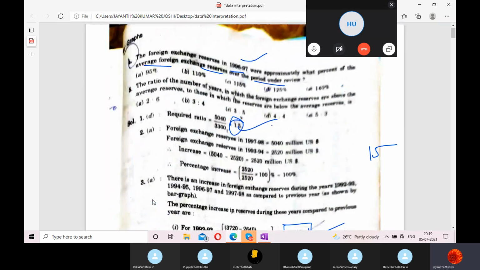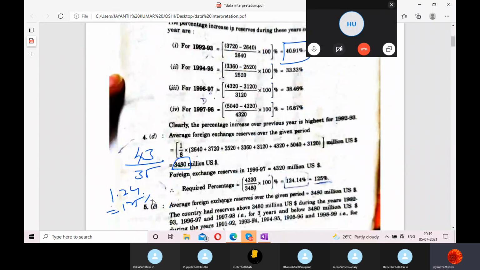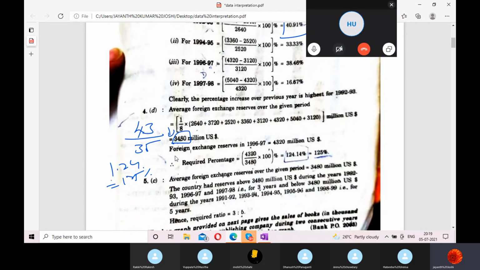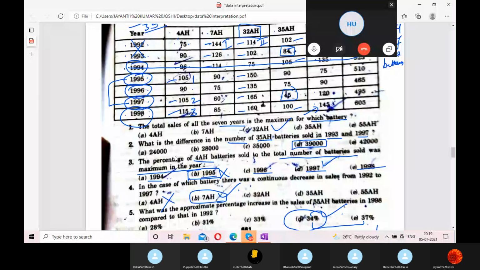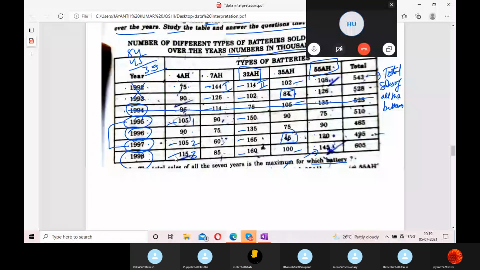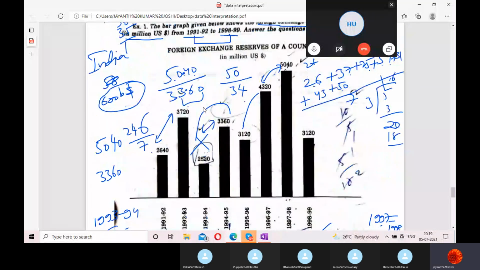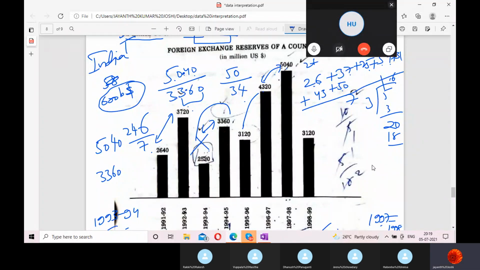Last question: the ratio of the number of years in which the foreign exchange reserves are above the average reserves. So the average is what we got. We got 35, correct? That is 34.80, 35 we got. So above this and below this, what figures are there? We'll see. So 34.80. So above 34.80 are how many? 1, 2, 3. Okay, only 3 figures.